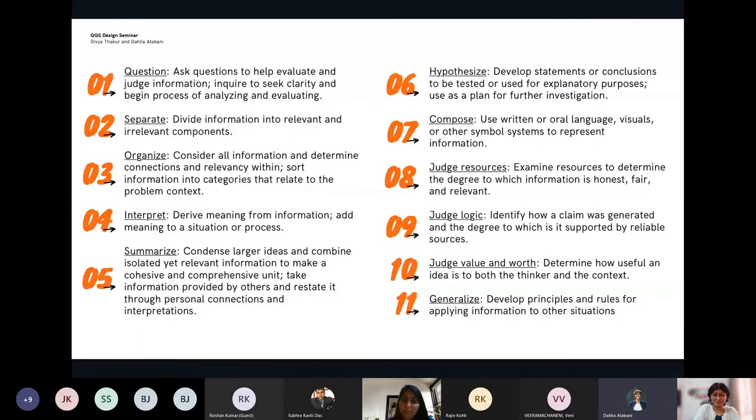Absolutely. So do we have any answers, entries, hands raised? Please feel free. Do we have Miss Lino? Yes, we do have. Okay. Mr. Roshan is saying that question is a creative one and organize goes with the critical. That's point number three.